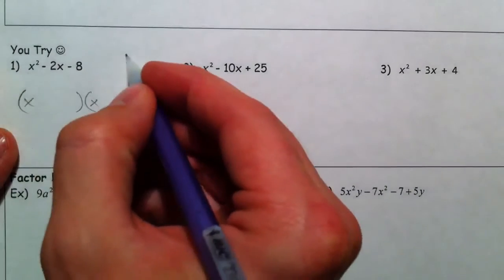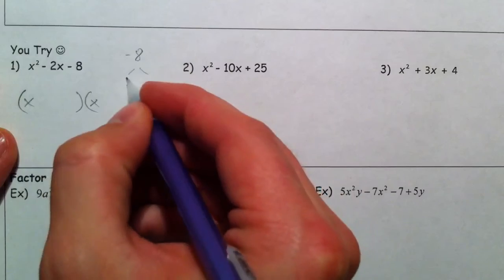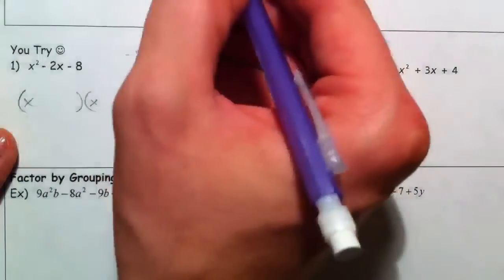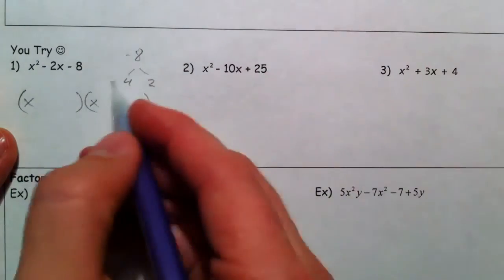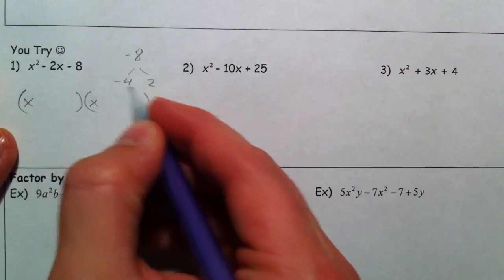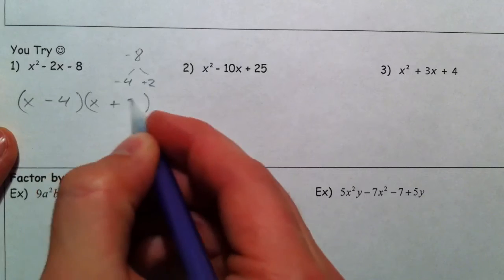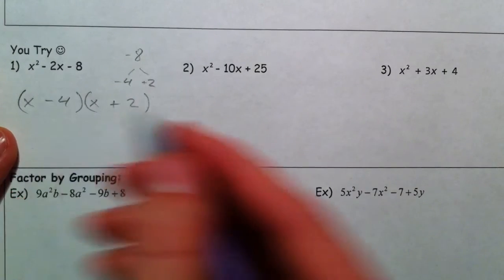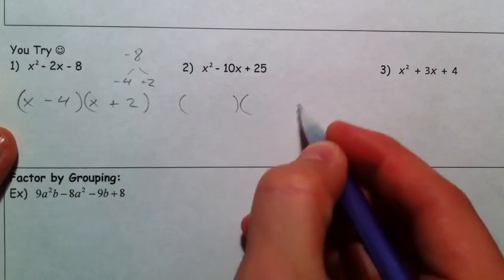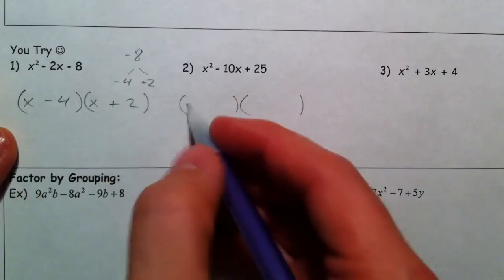It's got to multiply to a negative 8. So 4 and 2. And a negative 4 and a positive 2 will get you a negative 8, but add to negative 2.